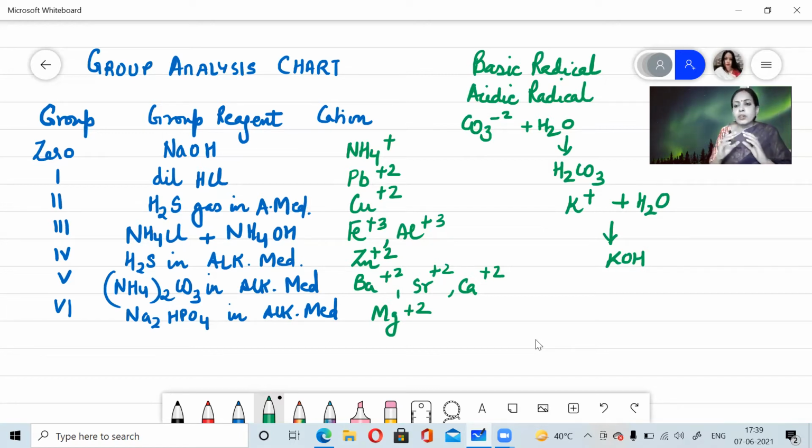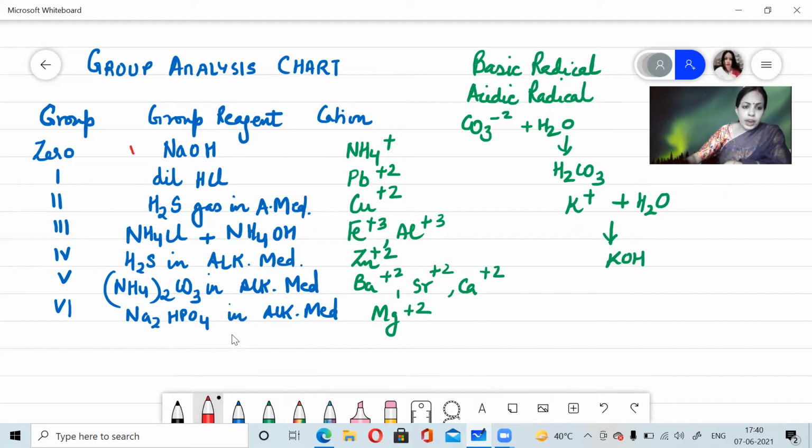Now, whatever group analysis, qualitative analysis we are going to do, that entire chart has been divided into 0 group and group 1 to group 6. 0 group has been kept separately. It is tested separately. Rest, group 1 to group 6, when we are testing, we prepare a solution, and with that same solution, we keep on testing for the groups, which we will be doing at the latter part. Now, let's start. If I talk about 0 group, children, then in the 0 group, your group reagent is NaOH.